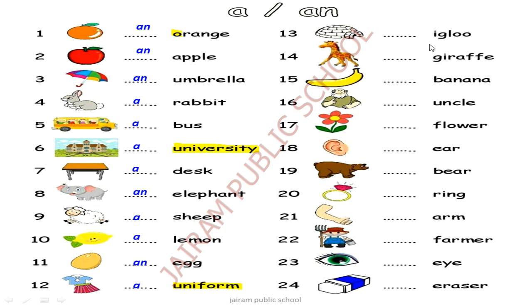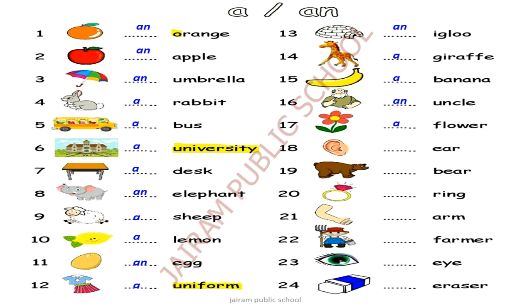Next one, igloo. Igloo is a vowel sound. And giraffe. G is a j sound only, so it is also not a vowel. It's a consonant. So a giraffe. Banana. B is a consonant. A banana. Uncle. U is a vowel sound. So an uncle. Flower. F is a consonant. So a flower.